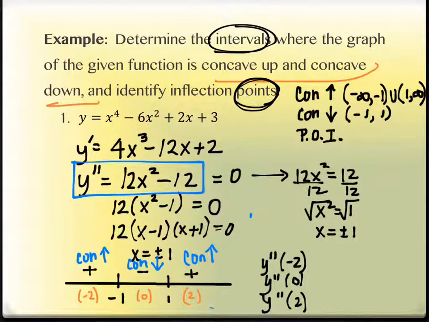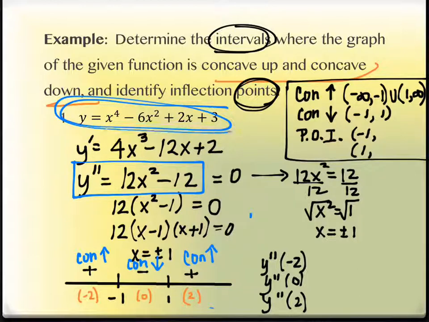What's a point? An ordered pair. I need to find y, right? All I have right now is x. Don't group the -1 and the 1 together. That's not the ordered pair. I have 2 ordered pairs. I have one of them at x equals -1 and I have one of them at x equals +1. How am I going to find the corresponding y value? The original equation, this one right here. I need to plug in -1 to the x to the 4th minus 6x squared plus 2x plus 3. Did you get a 1?